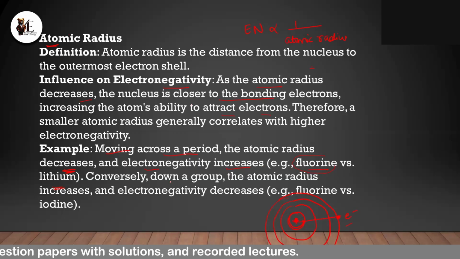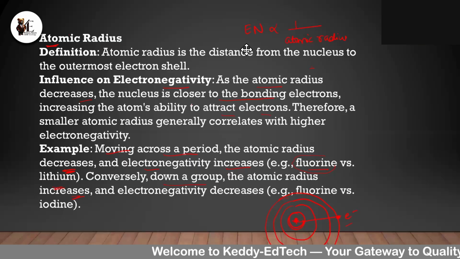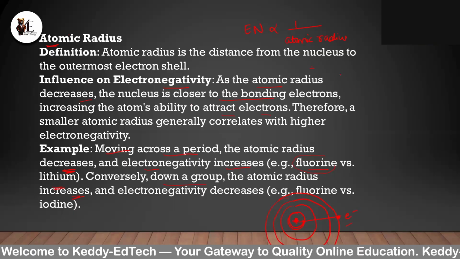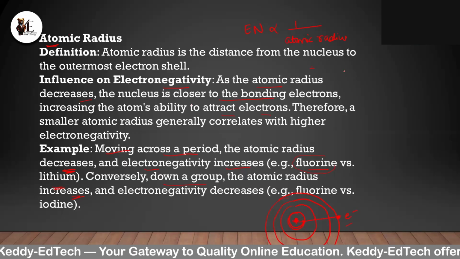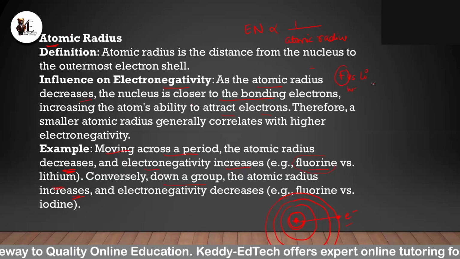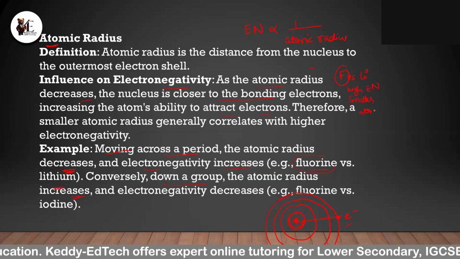Similarly, down a group, atomic radius increases. Why? Because the number of shells increases, and as the number of shells increases, atomic radius also increases. So we understood that if electronegativity increases, atomic radius will automatically decrease, and if atomic radius increases, electronegativity will decrease. So if you compare fluorine versus lithium, fluorine has higher electronegativity, so it has a smaller atomic radius than lithium.